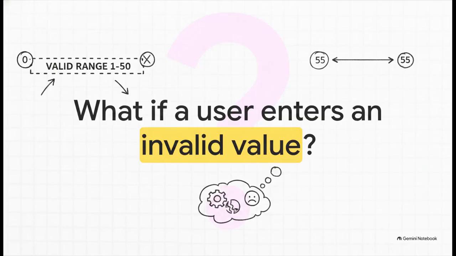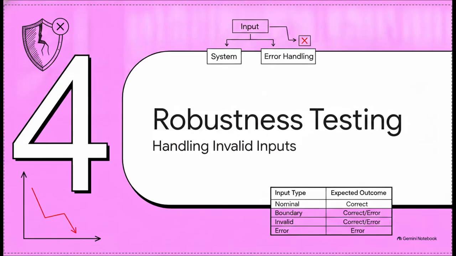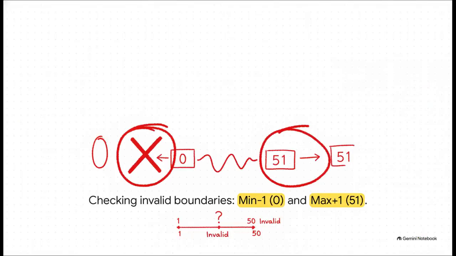But wait a second. BVC has checked all the valid boundary values. But what happens if a user enters a value completely outside the valid range? Like, what if someone types in a 0 or maybe 55? BVC actually completely misses this real-world scenario. Which brings us perfectly to Section 4, Robustness Testing. This is exactly why we need this next step.